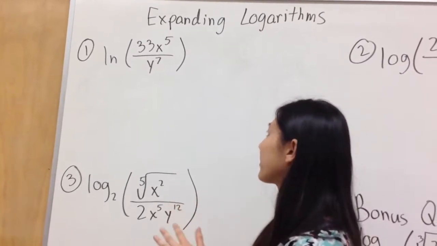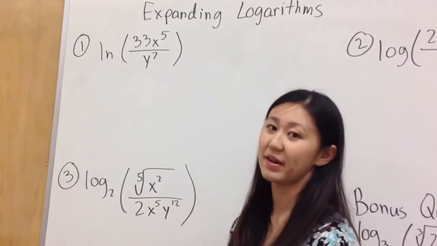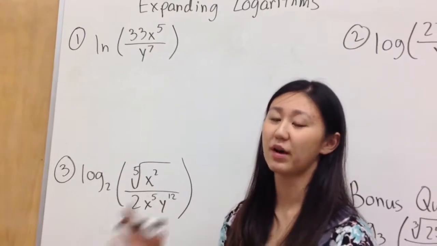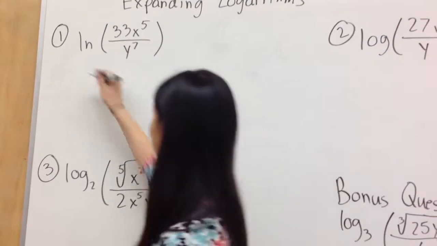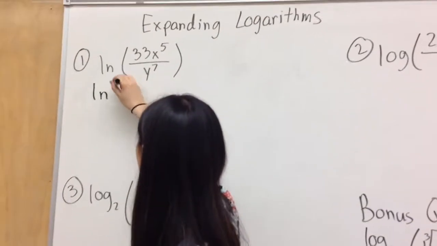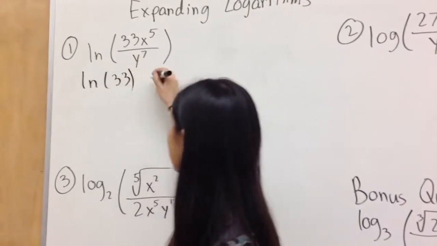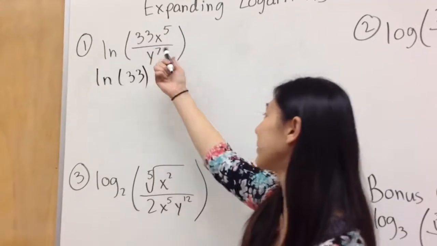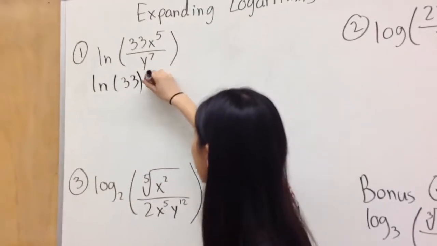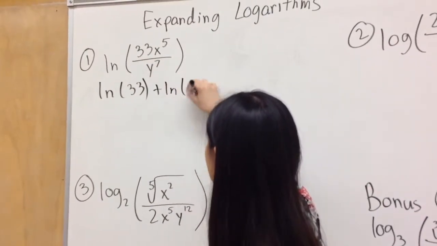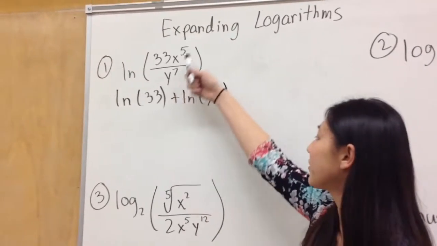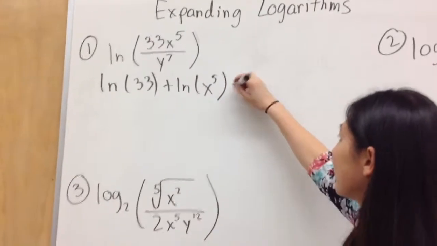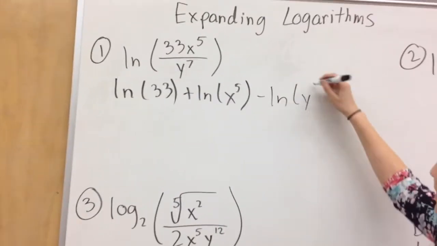What I'm going to do first is work with the multiplying and dividing, because to me those are the most obvious ones, and then I'm going to break it down a little bit more. So here's our first step. We have ln of 33 times, well this is really 33 times x to the 5th. So I'm going to say plus ln of x to the 5th, because that's our first rule. And now I see this division, so it's going to be minus ln of y to the 7th power.